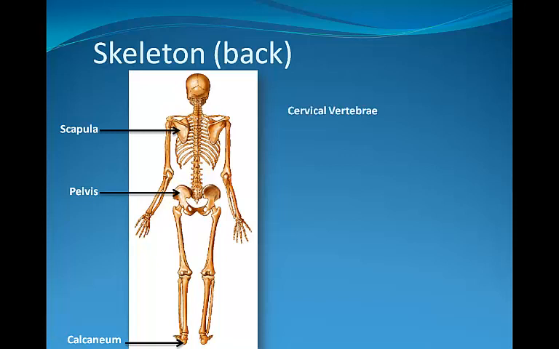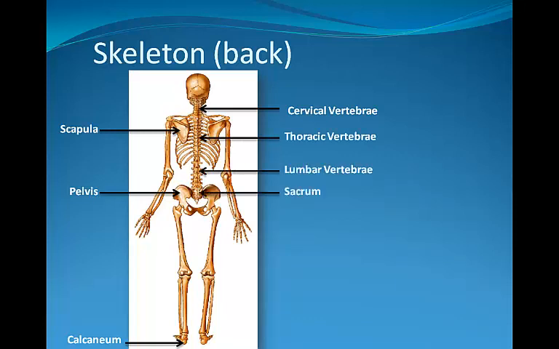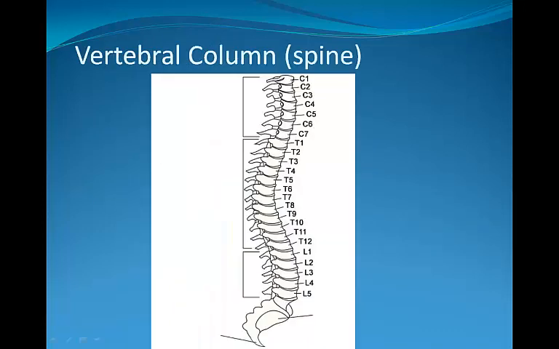So we'll quickly look at the spine, but then go into more detail. So the first set of vertebrae there is cervical vertebrae, thoracic vertebrae in the upper back, lumbar vertebrae in the lower back, the sacrum, and the coccyx. So looking at that in more detail, you'll notice that it's divided up into sections. So the cervical vertebrae are C1 to C7.